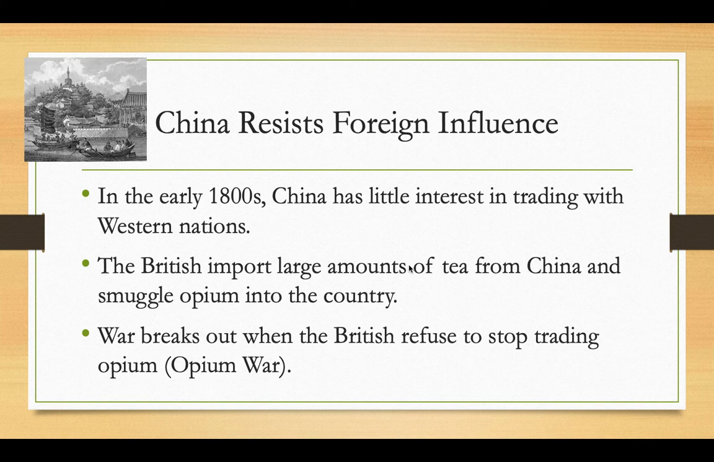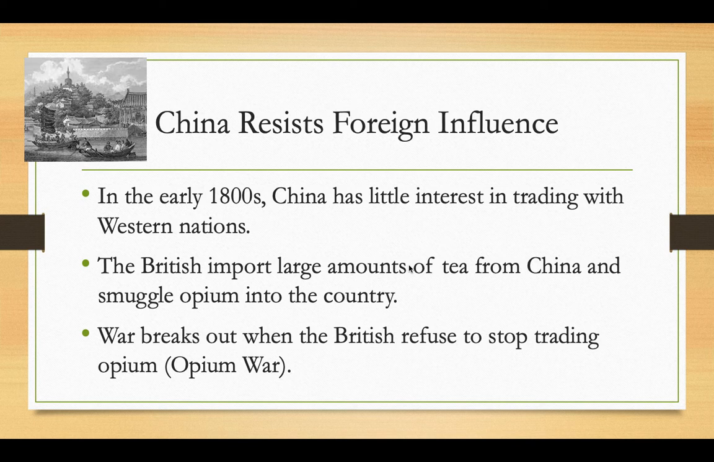And the Chinese government actually sent a request to Queen Victoria to get her ships to stop smuggling this into China. And her response was pretty much that she's not going to stop it. And a war does break out between the British and the Chinese. And in the end, the British actually do gain a foothold in China. And this is looking at the Opium War.